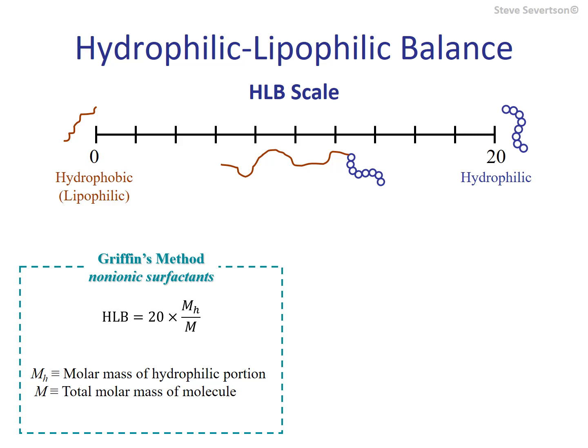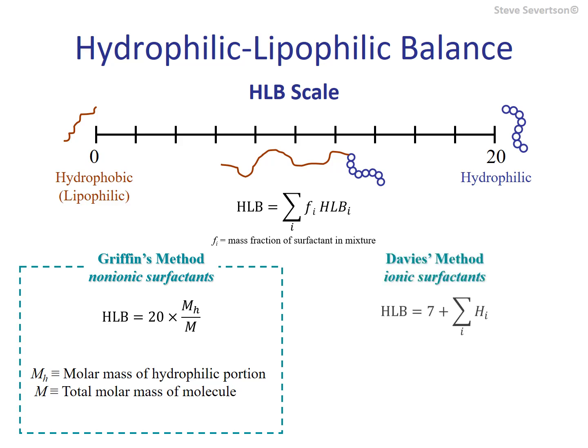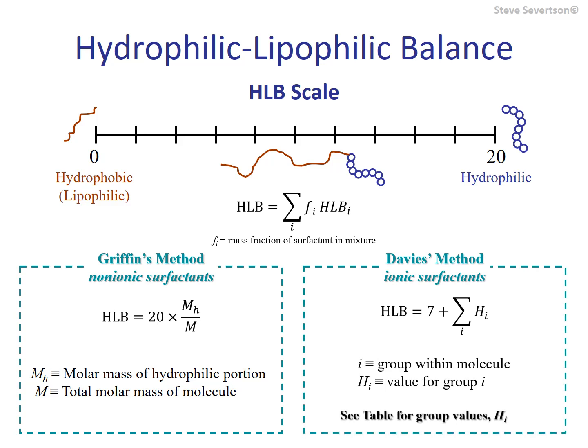That is, the overall HLB number for a surfactant mixture is equal to the HLB numbers for the individual surfactant components multiplied by their mass fractions in the surfactant mixture. The Davies Method for estimating a surfactant's HLB number was devised in order to help estimate the HLB numbers for ionic surfactants. This method assigns an HLB value to each type of functional group, which we've indicated here with a capital H subscript I. Summing the HLB values for every group in the surfactant molecule and adding 7 yields an estimate of the HLB value for that surfactant.